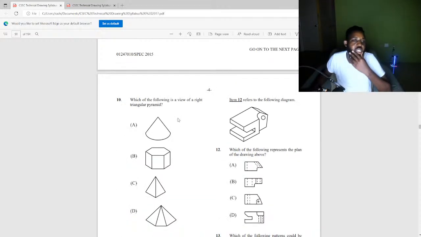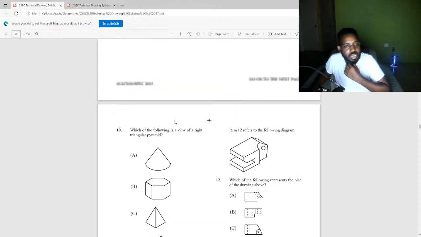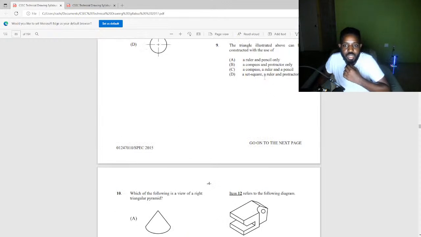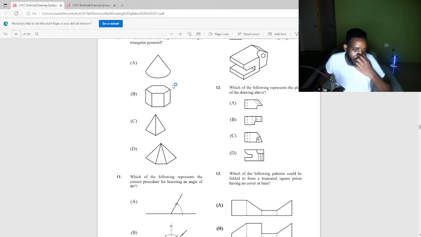All right, let's move on to number 10 now. Number 10 says, which of the following is a view of a right triangular pyramid? C, I believe that C was for the previous question. It was indeed C. All right, number 10 says, which of the following is a view of a right triangular pyramid? Is it A, B, C, or D?